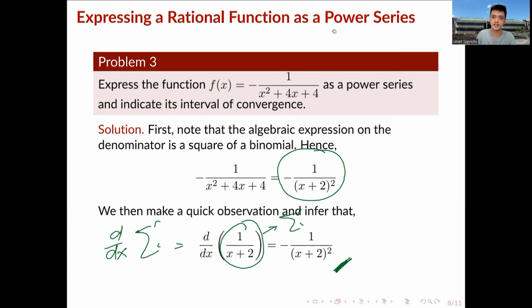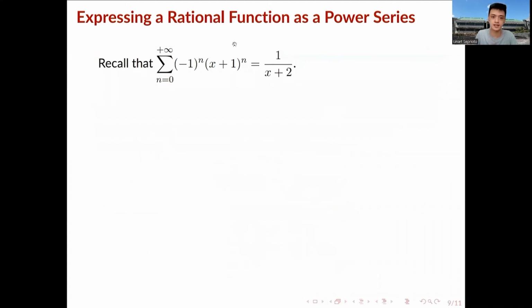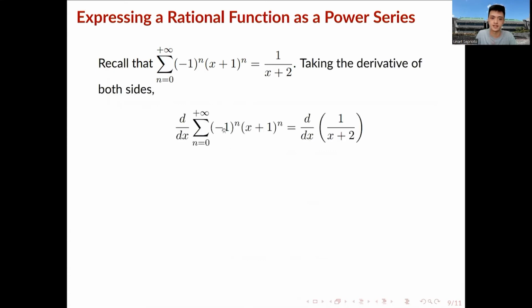So, that's a very good idea na pwedeng gamitin dito. And kung titingnan natin, okay, ito yung function na 1 over x plus 2. And ito yung power series representation niya. So, if you take the derivative of both sides of this equation, what we will get is, itong -1 over x plus 2 squared, equal lang siya sa derivative ng summation na to. Okay? And this is pretty convenient kasi we have the derivative of a sum.